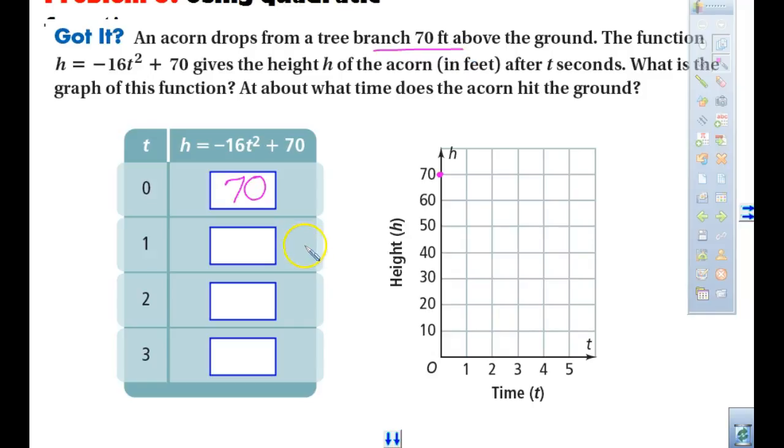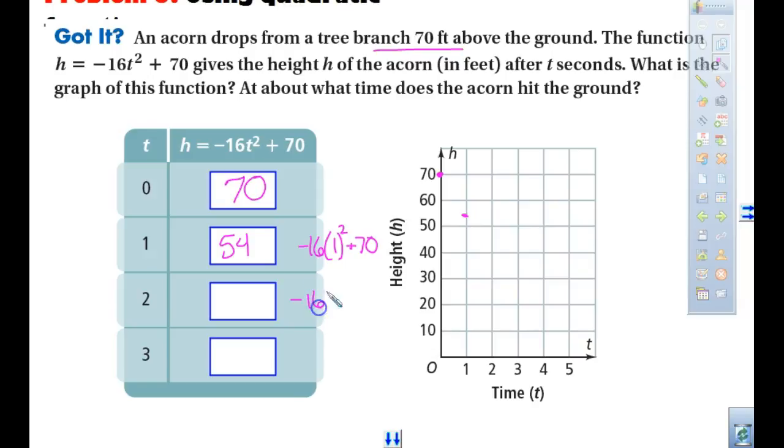And if you need to for showing your work, you're going to take negative 16 times 1 squared, well, plus 70. You have your calculators. Actually, you're just taking 70 minus 16 for this one, right? 70 minus 16 leaves us with 54. And 54, right here. Now we're plugging in 2.